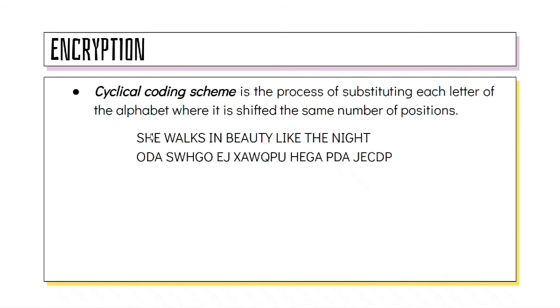So, the process of substitution here is that we substitute each letter, right? As you notice, this one has 3 letters, so 3 as well. 1, 2, 3, 4, 5: 5 letters, so 5. This one has 2, so 2. This process of substituting each letter of the alphabet is called the cyclical coding scheme. You may ask what the substitution is, ma'am.